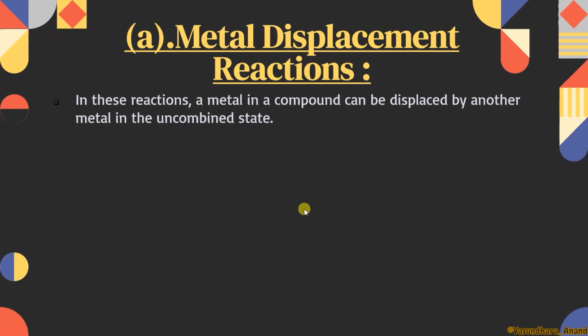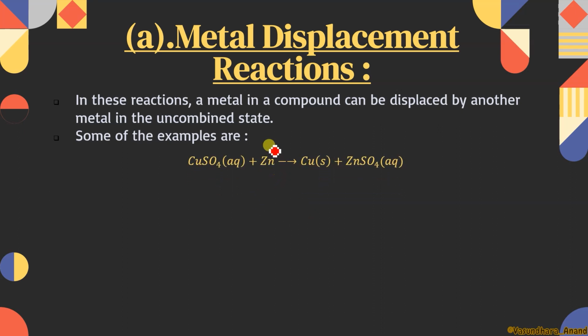In this reaction, a metal in a compound can be displaced by another metal in the combined state. Some of the examples are, and the most familiar example, you have been doing it since your grade 6 and 7 class: CuSO4 plus Zn. The CuSO4 is blue in color, and when we add the zinc granules, the blue color disappears. What is the reason? Because zinc, being more reactive, will displace the copper from its solution and take its place. So copper will be displaced and ZnSO4 is formed.